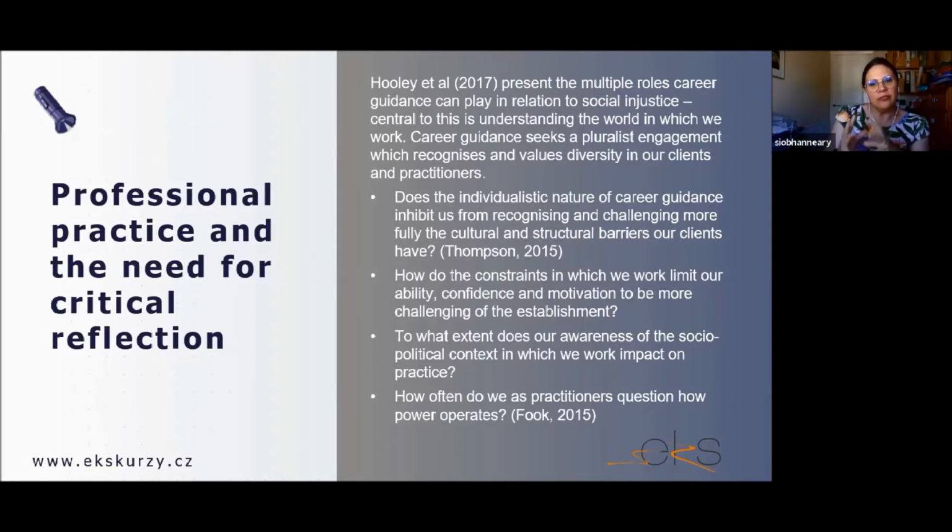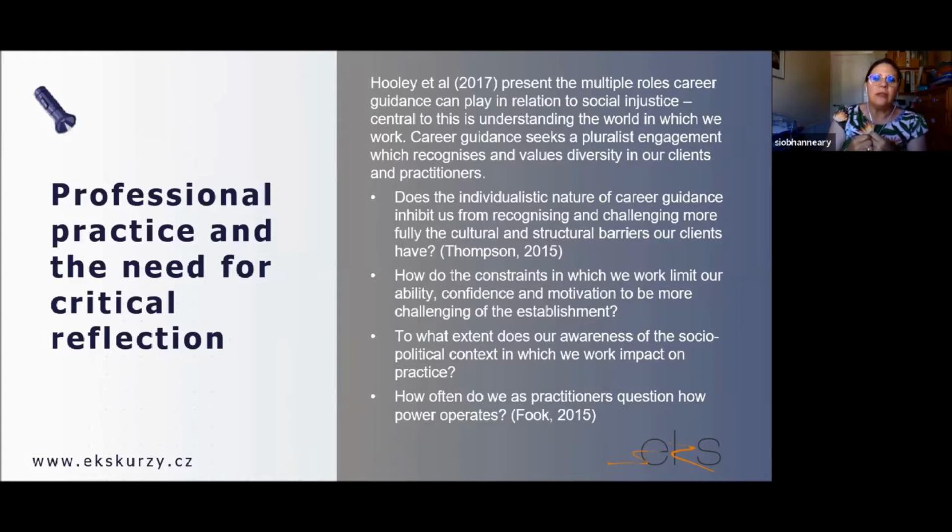And I think critical reflection gives us some of the tools to start engaging in higher level conversations and to start thinking and understanding about how social injustice might be impacting and influencing our work. So career guidance seeks a very pluralistic engagement, and values, again, is one of the things we spend a lot of time thinking about and recognising the diversity of the clients and also the other practitioners and stakeholders we work with.